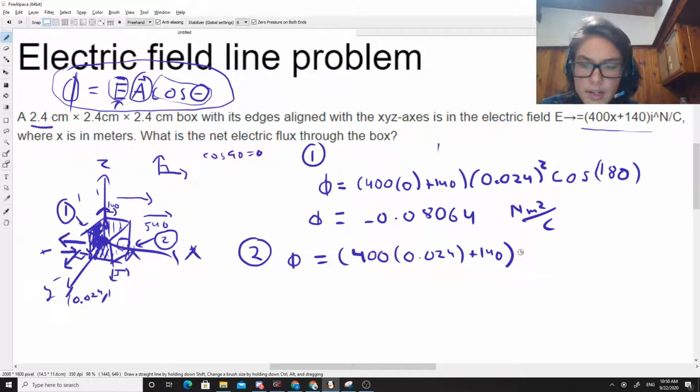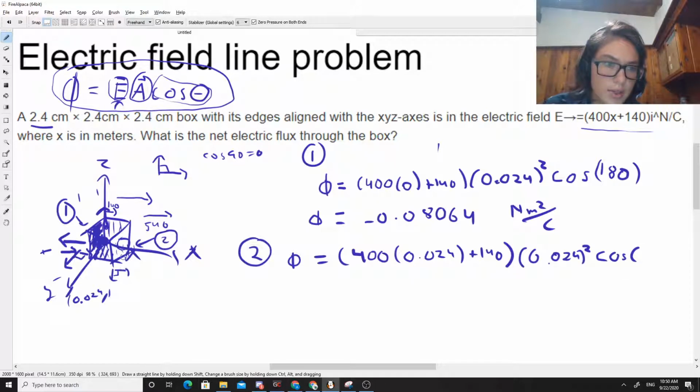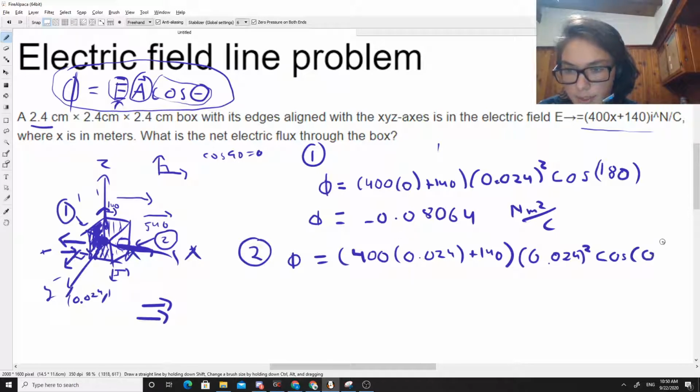What about area? Well, same as last time, right? 0.024 squared. This would be meters squared. And now we multiply that times the cosine of the angle between those two vectors. Well, our area vector is going perpendicular, right? So it would be going this way in the x direction, as is our electric field line. They're pointing in the exact same direction, so the angle between them is 0.